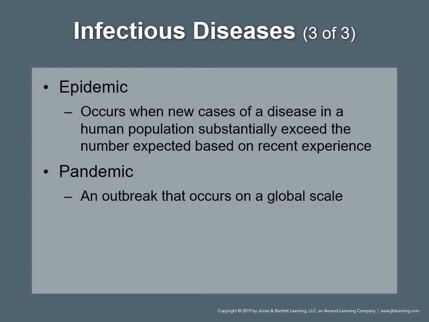All right, epidemics and pandemics. An epidemic occurs when a new case of a disease in a human population substantially exceeds the number expected based on recent experience. So epidemics are going to be a local condition. A pandemic is an outbreak that occurs on a global scale. So a pandemic is just an even bigger epidemic that goes from a local confinement to a global spread.